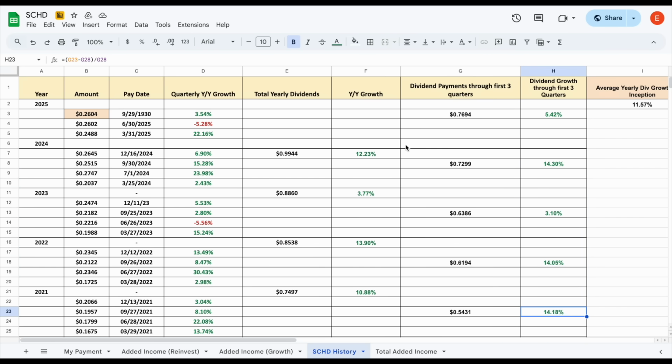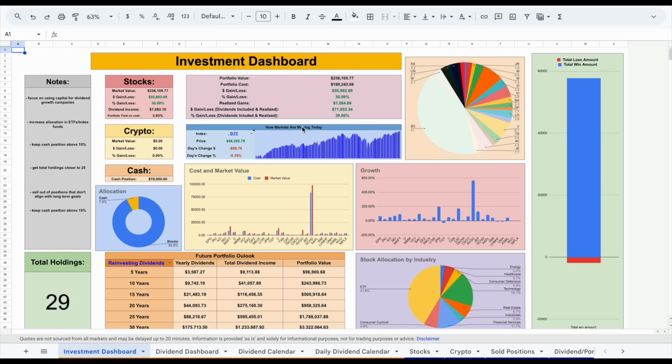Now, like I mentioned earlier, SCHD is a holding in my personal portfolio. And like always, I want to be transparent and talk about what this actually means for my personal portfolio.